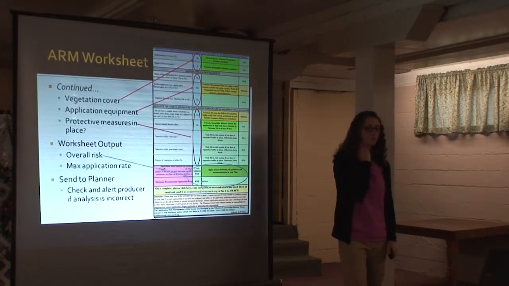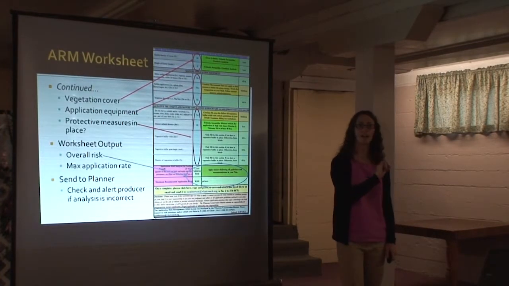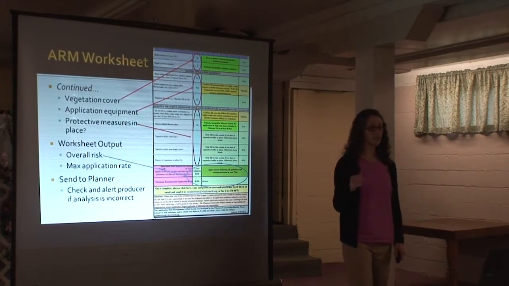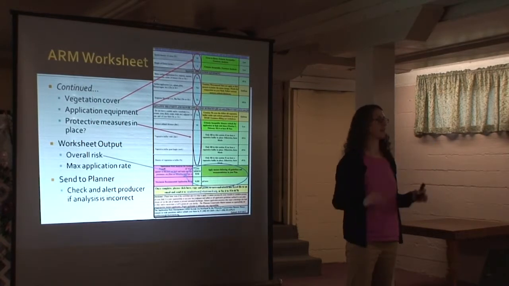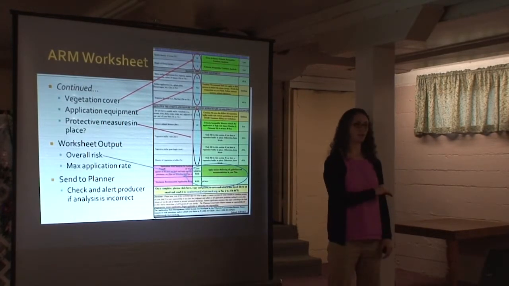So at the end, this worksheet will give you a risk for applying on that day to that specific field or group of fields that have a similar soil type. So you'd want to do this for each one of your fields that have a different type of soil. And it'll say, okay, today you're low risk, have at it. Everything looks great, go put it out. Or you've got something in there that says, nope, this is high risk.